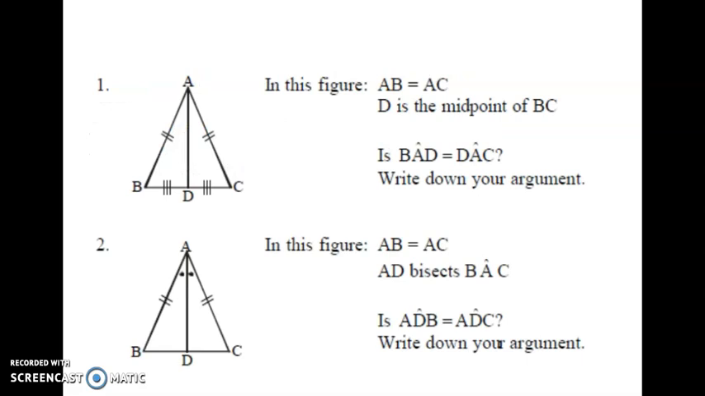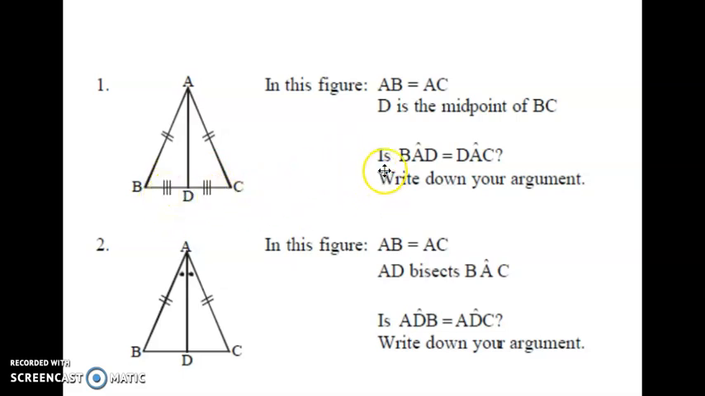How could they possibly ask you this? They say in this figure, AB is equal to AC. So I first locate AB, and I locate AC, and I mark that they are equal to each other. D is the midpoint of BC, of that line. So that means this part here is the same length as that part there.